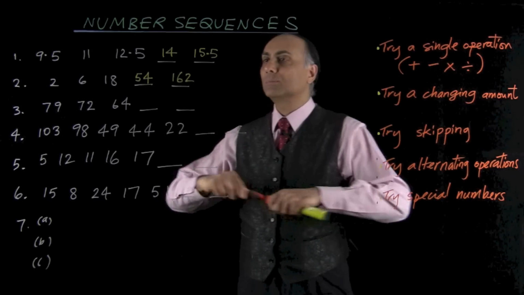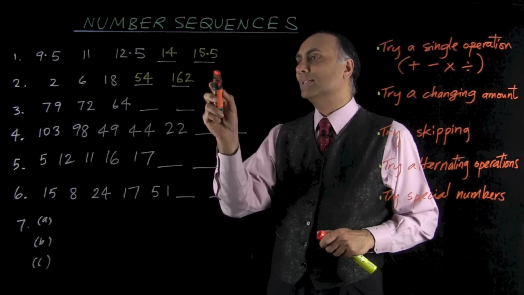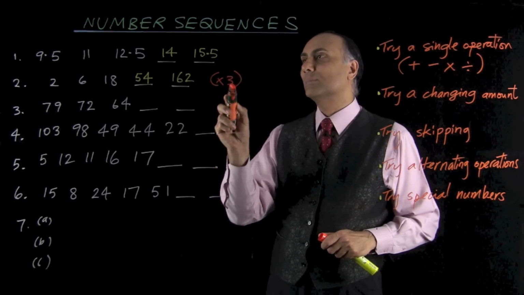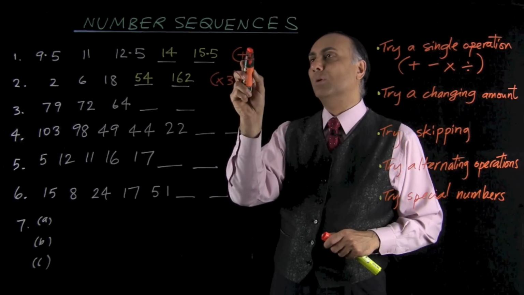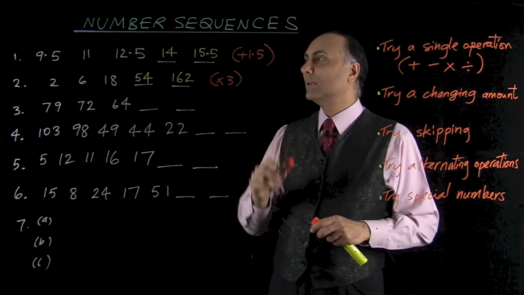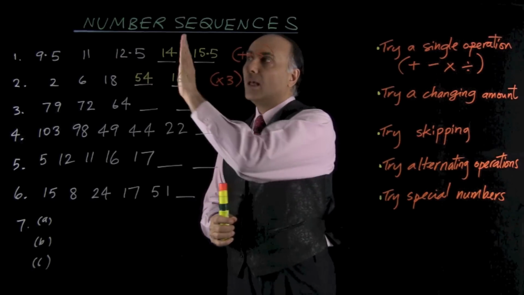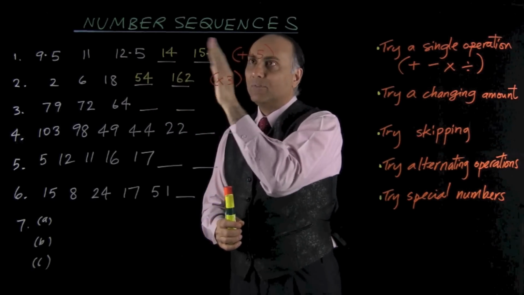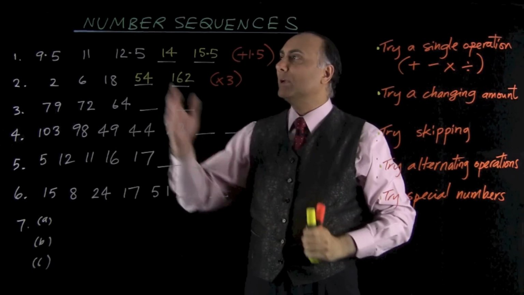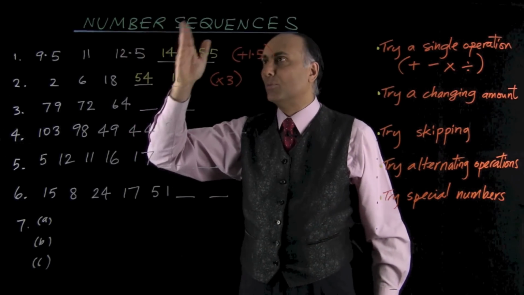So I'll make a note that this one was most simply done as a times 3 sequence. And this one simply add 1.5. Now, in both cases, the same thing happens every time. So whichever operation we're performing, we just perform exactly the same operation each time.